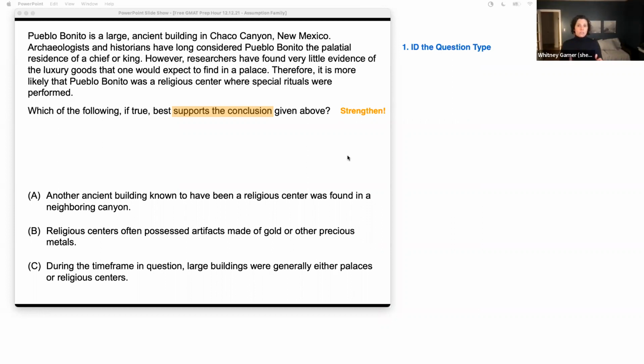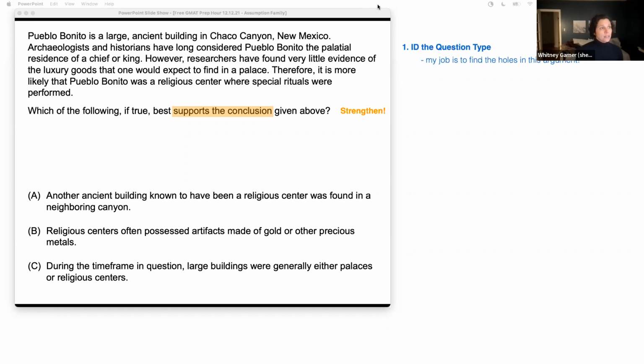Now, in all assumption family questions, what we do under ID the question type is the exact same. So once I've ID'd this is a strengthen, what I want to say to myself is, my job is to find the holes in this argument. That's it. It doesn't matter if I'm strengthening or weakening or evaluating. In the world of assumption family, I want to acknowledge, okay, this is strengthen, but my job as I read is to find the holes in the argument.